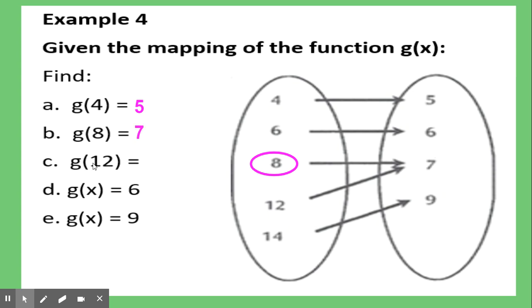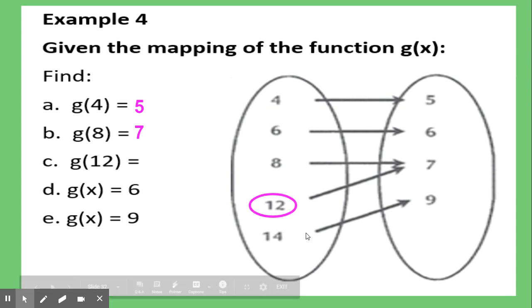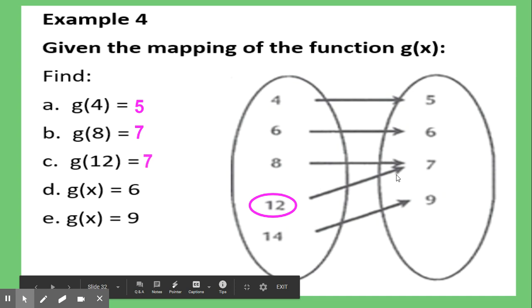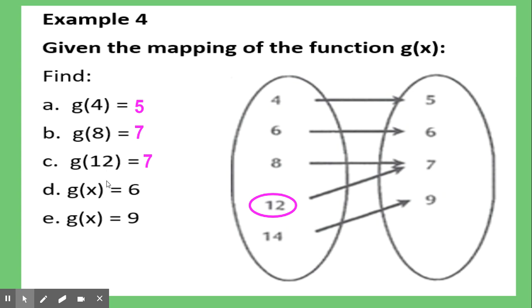You have g of 12, so 12 is your x. So when 12 is x, it looks like that maps to a 7 as well. So you have 12 comma 7. Now you have g of x equals 6. That means, in other words, your y is 6. So when your y is 6, what is your x? Your x is also 6. Okay, g of x equals 9, meaning y equals 9. So you find it on your y and your output. And when y is 9, your x should be 14.